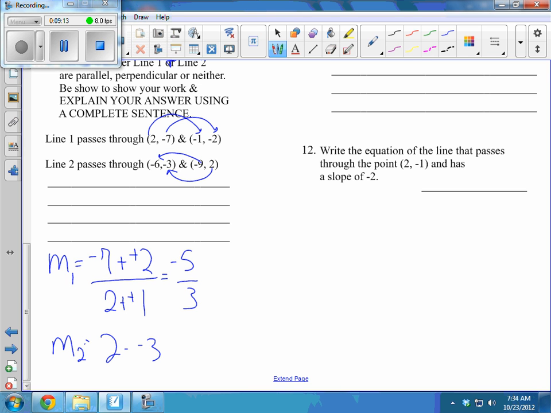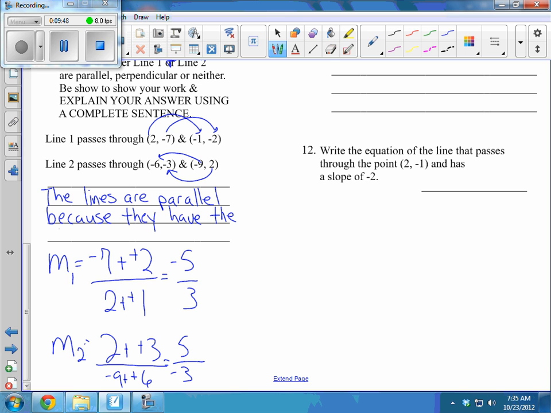And that means I'm going to take negative 9 minus negative 6. I'm going to add the opposite. And when I'm done, I get 5 over negative 3. And it doesn't matter where the negative is. They're both negative 5/3 slope. And that means they're the same, so that means the lines are parallel. So the lines are parallel because they have the same slope. And I can put the actual slope in there, negative 5/3.